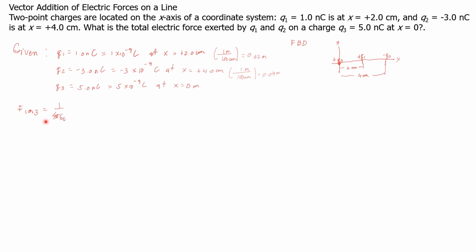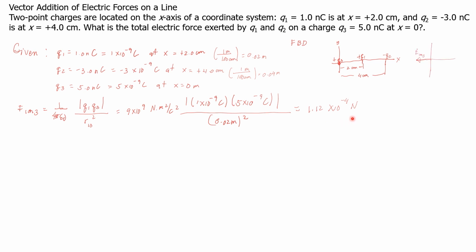So the force that Q1 exerts on Q3 is given by 1 over 4 pi epsilon naught times Q1 times Q3 over r13 squared, meaning this is the distance between the charge Q3 and charge Q1. So 1 over 4 pi epsilon naught is equal to 9 times 10 to the 9. Q1 is 1 times 10 to the negative 9. Q3 is 5 times 10 to the negative 9. And the distance between the two is 0.02 meters. So the force that Q1 exerts on Q3 is equivalent to 1.12 times 10 to the negative 4 Newton.